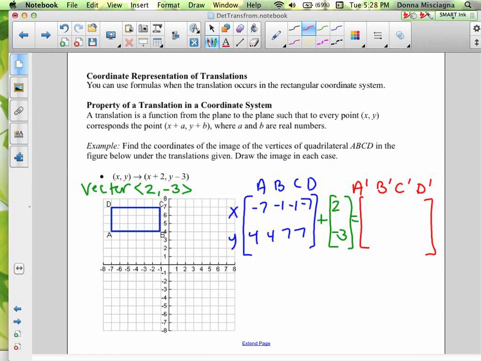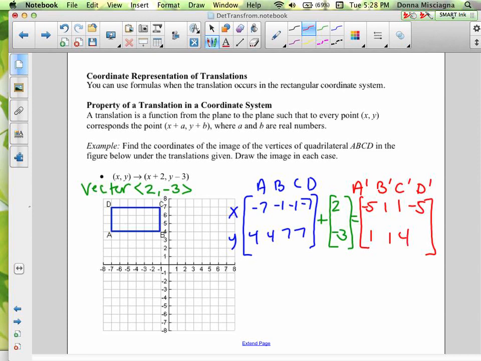So negative 7 plus 2 is negative 5. Negative 1 plus 2 is 1. Negative 1 plus 2 is still 1. Negative 7 plus 2 is negative 5. And now I'm going to add negative 3 to all the y coordinates. 4 plus negative 3 is 1, and still 1. 7 plus negative 3 is 4.